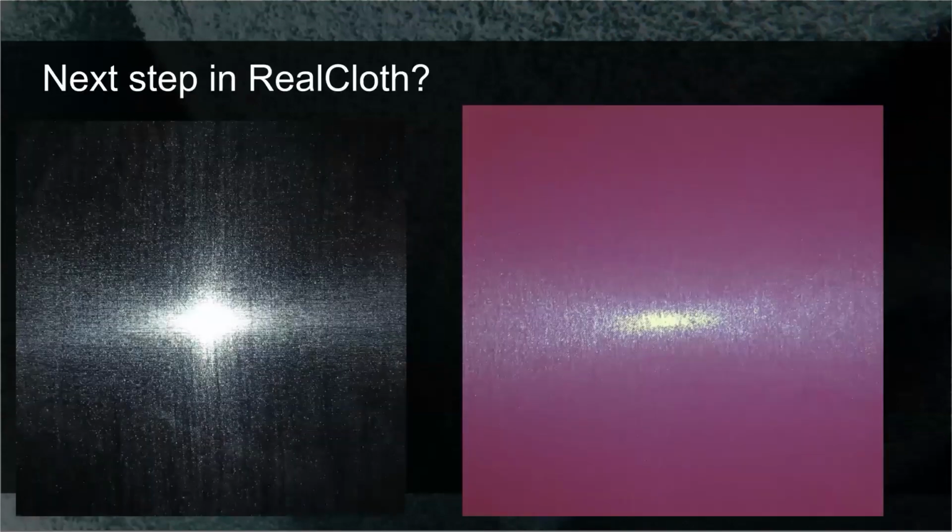So what is the next step in RealCloth? The next step in RealCloth is to try to handle transmission. Of course, we already added small gaps inside the cloth that you see, but this omits all effects of light scattering off the edges of the yarns or going through the yarns and picking up color along the way.